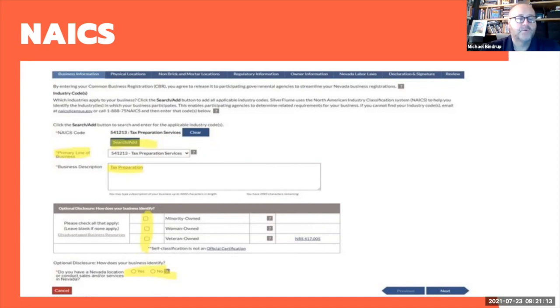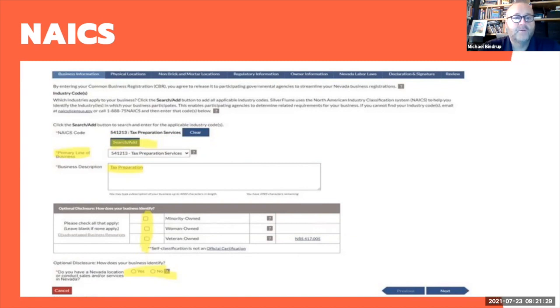So here's where you can look up your information on NAICS. You can also look it up on the census site. If you just Google NAICS and census, it'll be the first thing that pops up. You can go there and look up your codes for your specific type of business.